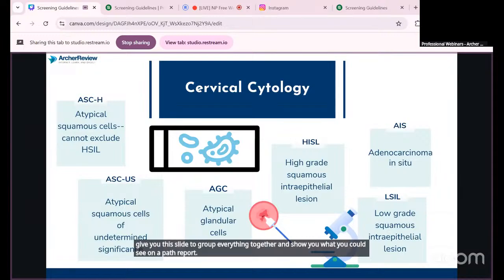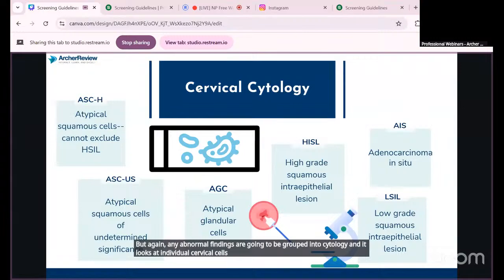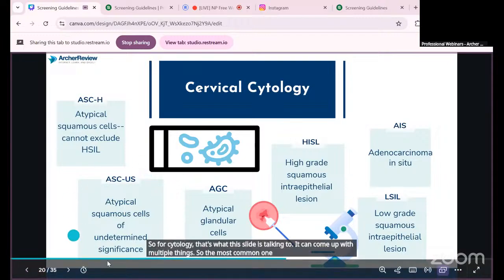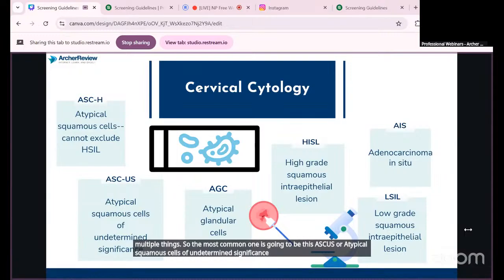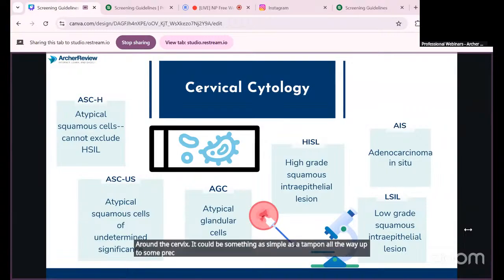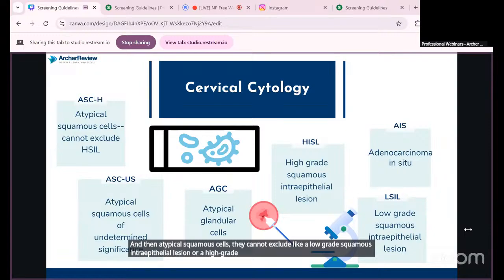Any abnormal findings are going to be grouped into cytology, which looks at individual cervical cells, and also histology, which looks at the actual tissue as a whole. For cytology, that's what this slide is talking to. It can come up with multiple things. The most common one is going to be ASCUS, or atypical squamous cells of undetermined significance. So we don't really know what this is. This one is just some sort of cellular disruption around the cervix. It could be something as simple as a tampon all the way up to some precancerous condition. And then there are atypical squamous cells where they cannot exclude a low-grade squamous intraepithelial lesion or a high-grade squamous intraepithelial lesion.